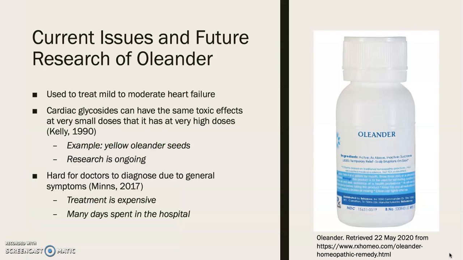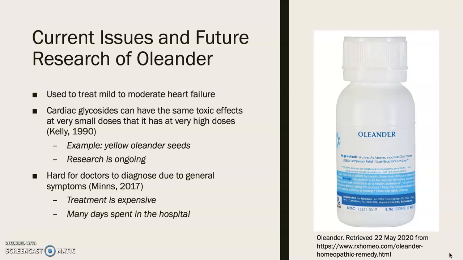Today, cardiac glycosides are used to treat mild to moderate heart failure. As I mentioned earlier, it is proven to be effective. However, the problem is that cardiac glycosides can have the same toxic effects at very small doses that it has at very high doses. For example, there are cases where people have died from eating only 1 yellow oleander seed, and there have been cases where people have eaten 10 of the yellow oleander seeds and it was not fatal. Research is ongoing to better understand why this happens.